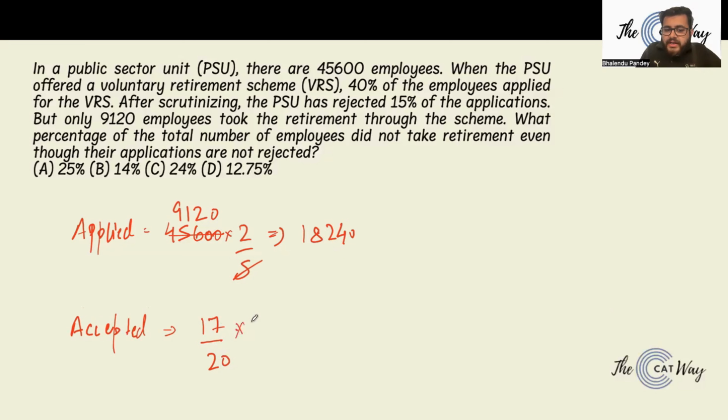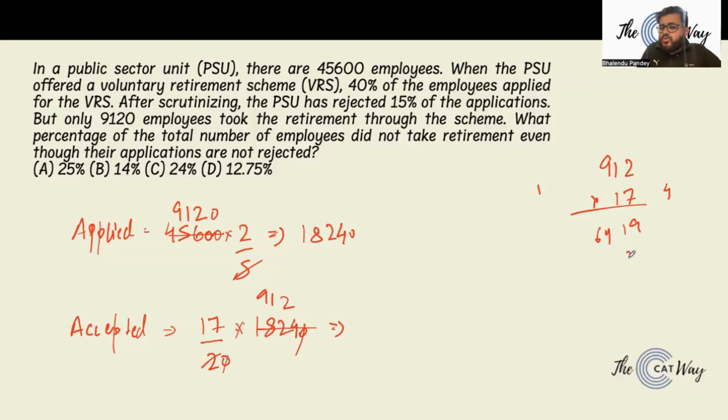So in a total of 18,240, how many people are going to be accepted? This goes 912 times, so 912 multiplied by 17 is what we have to do. Working through the multiplication, we get 15,504 people. So these many people were accepted.